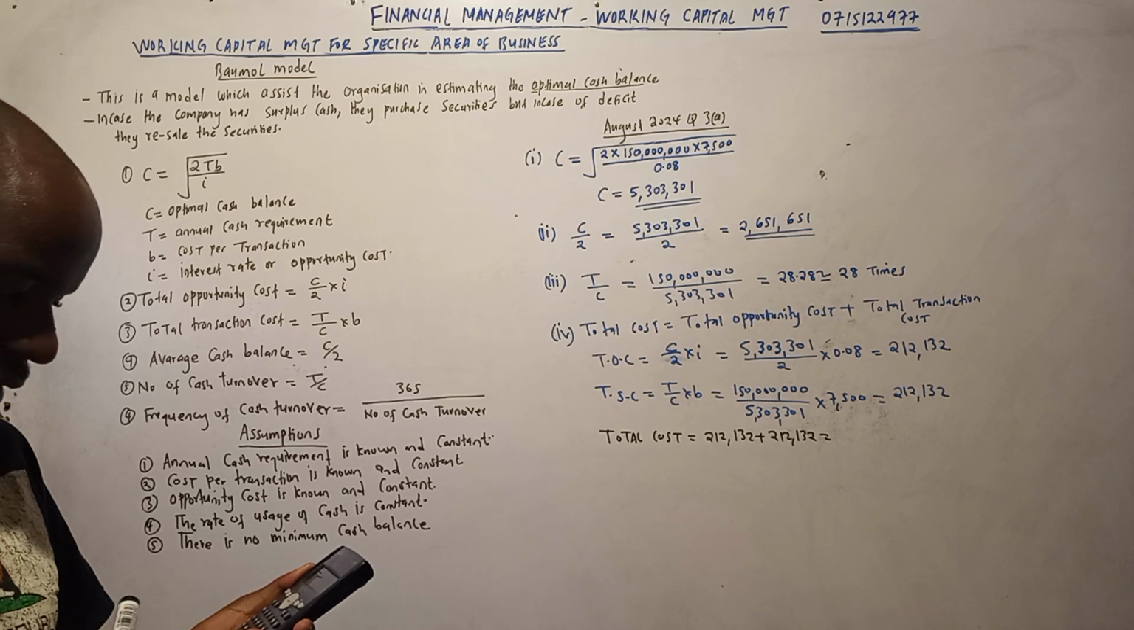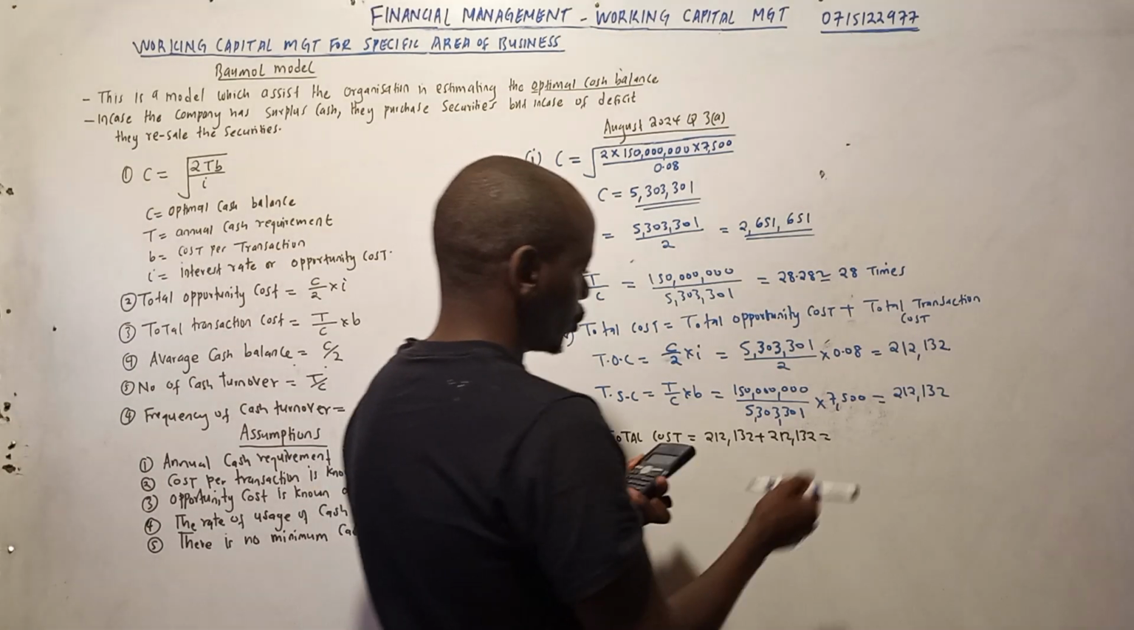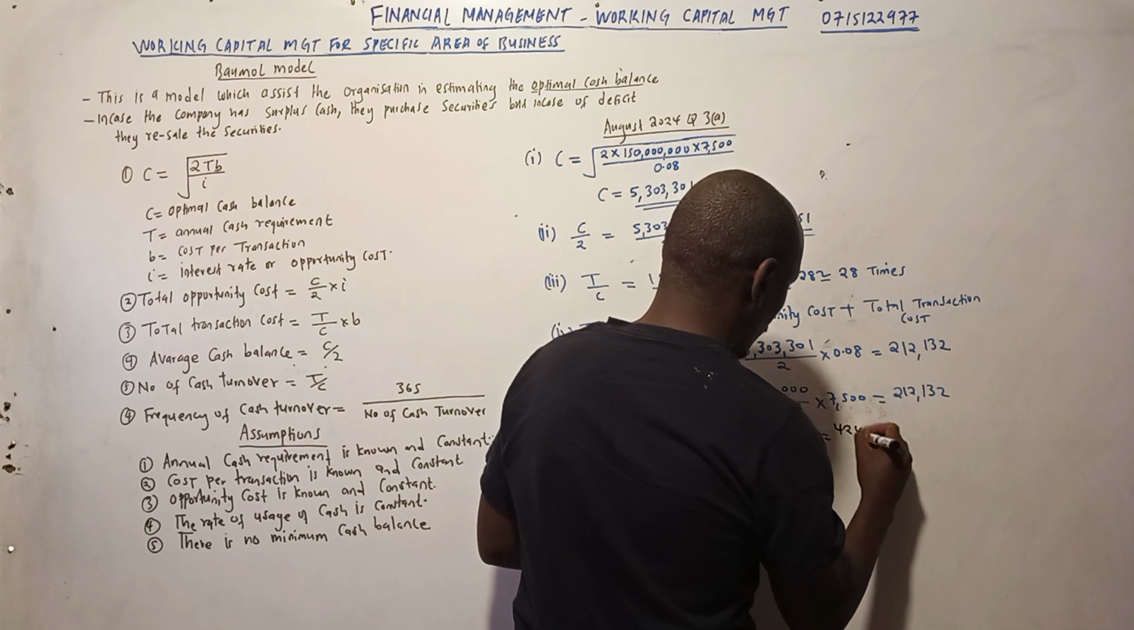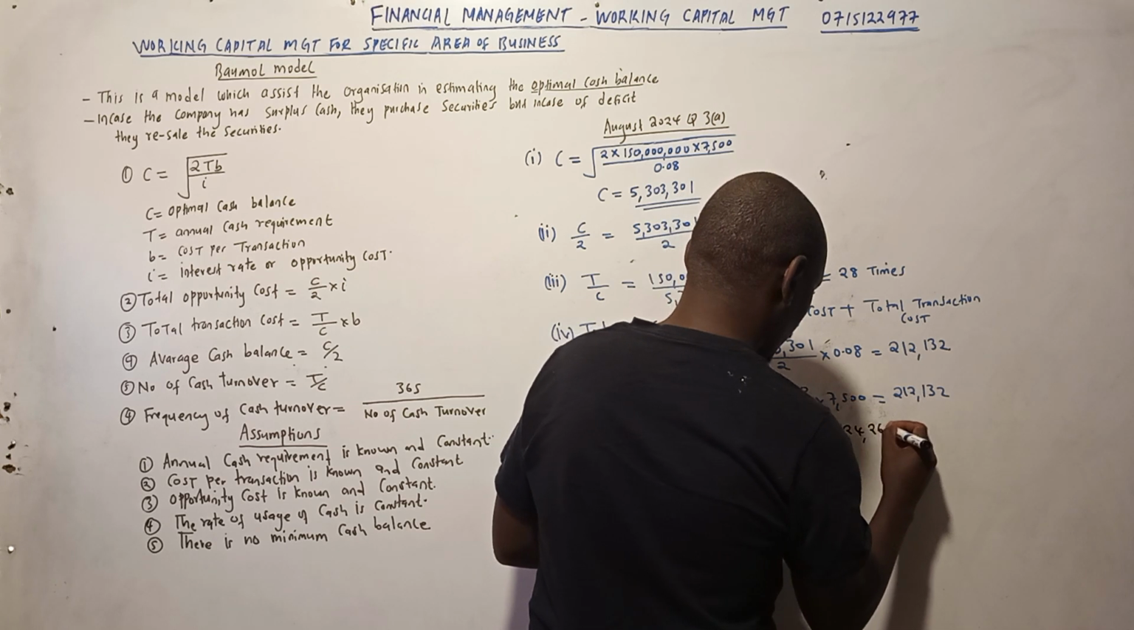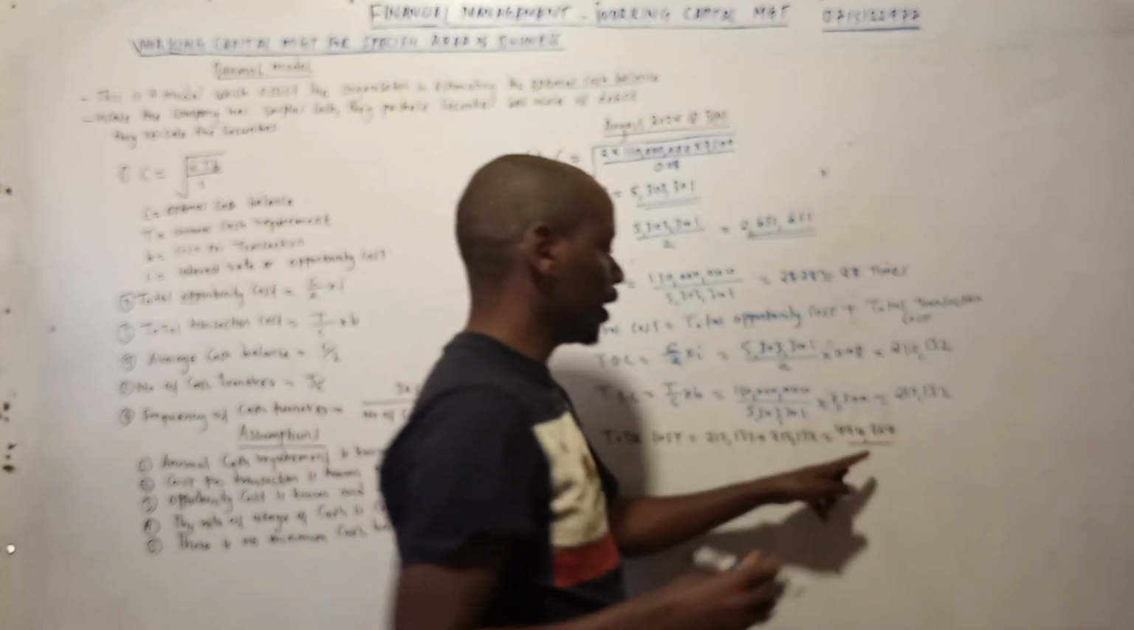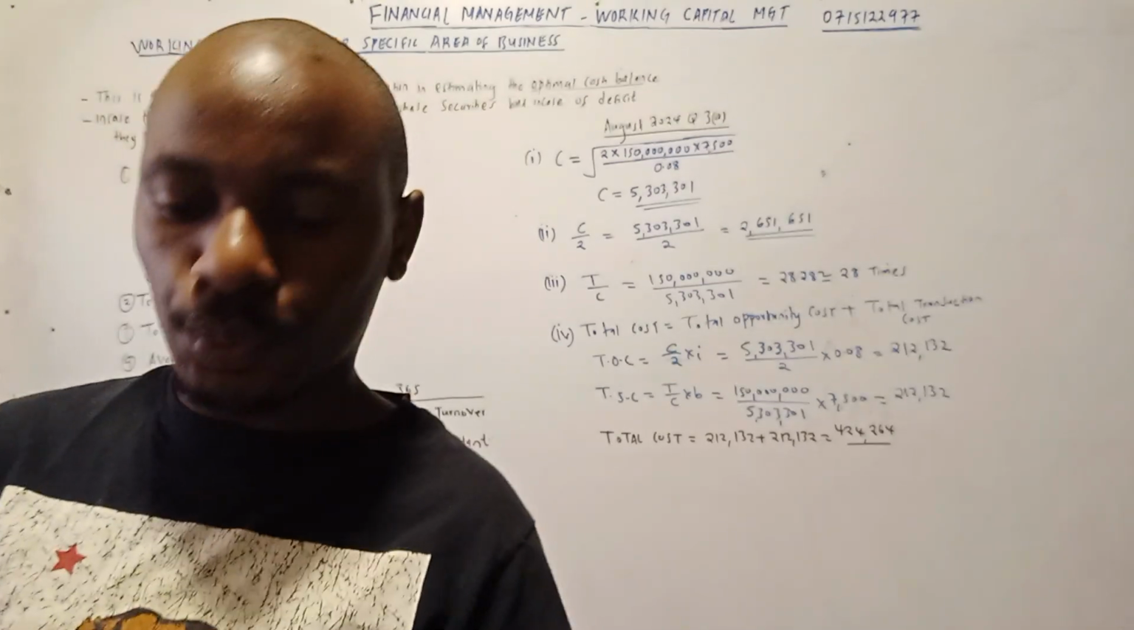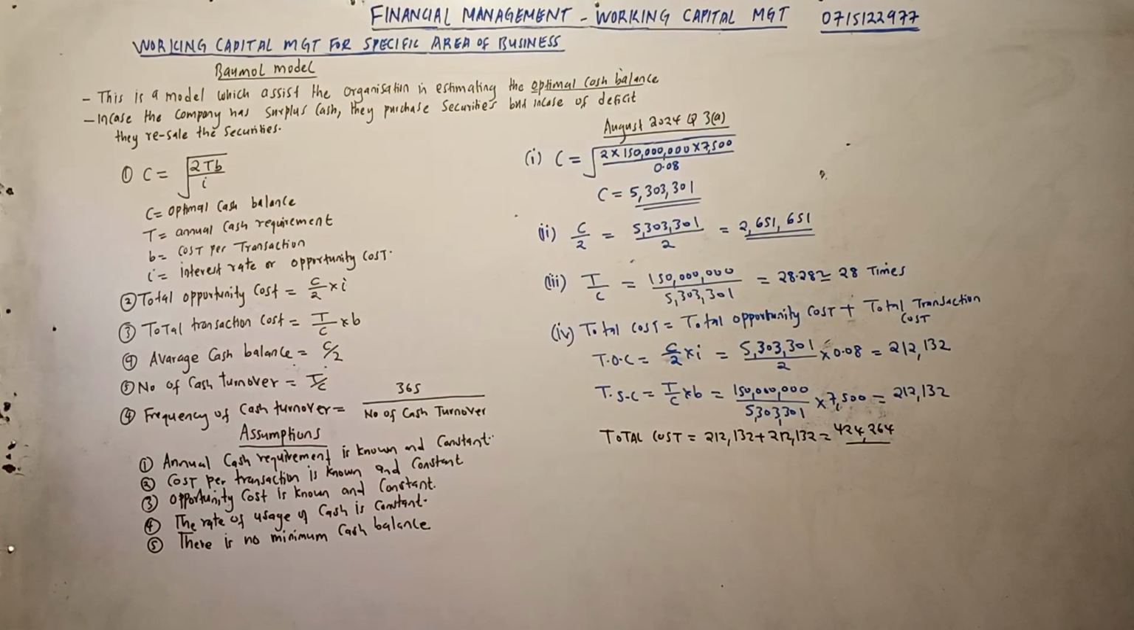212,132 times plus the answer. The total cost is 424,264. Remember to put it in Kenya shillings.